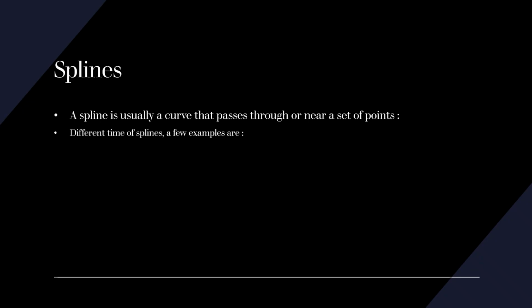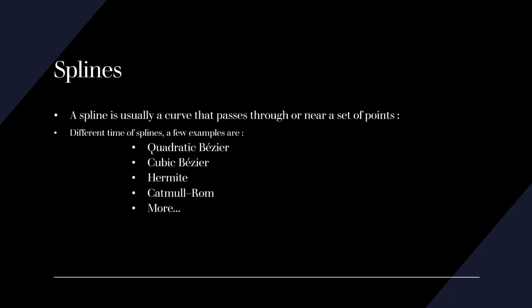So now we know how to handle parametric lines. We can start to actually look at splines. As I say, lines are a type of spline, but most people consider a spline as a curve that passes through or near sets of points. There's various different types of splines. A few examples are quadratic Bézier, cubic Bézier, Hermite, Catmull-Rom, and there are more. They all tend to follow very similar mathematics. Quite often it's just how we define the control points, which we will look into shortly.